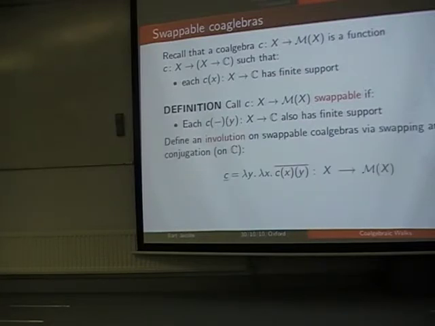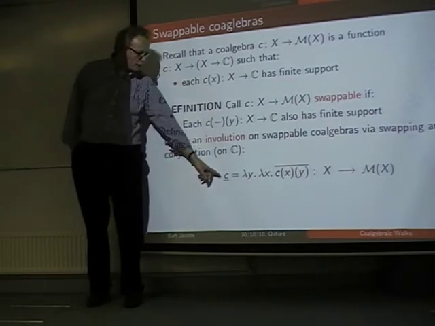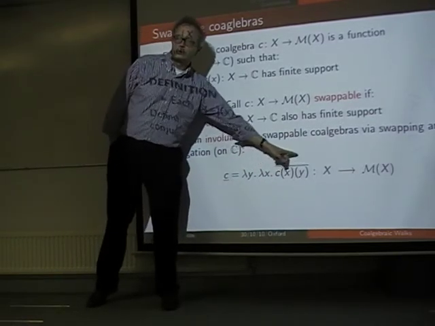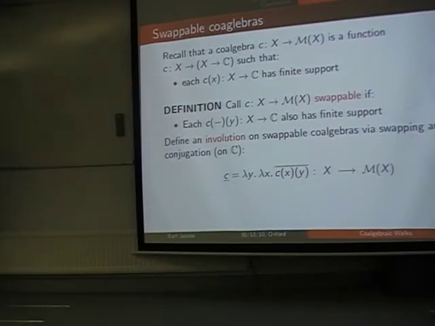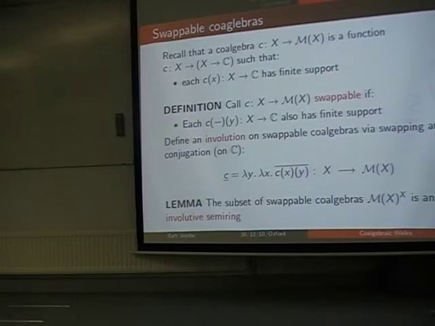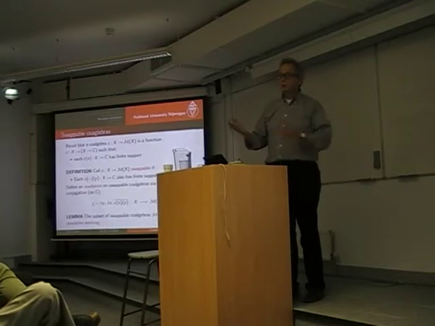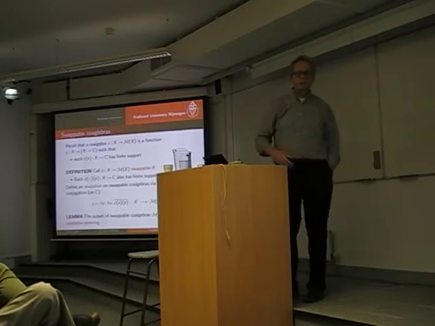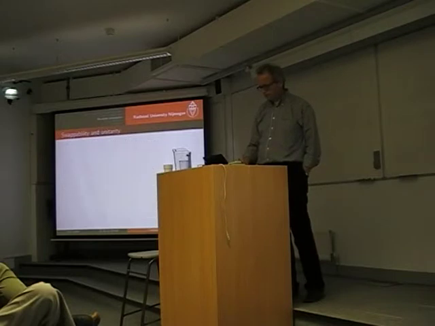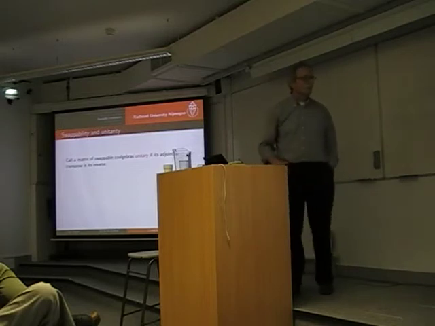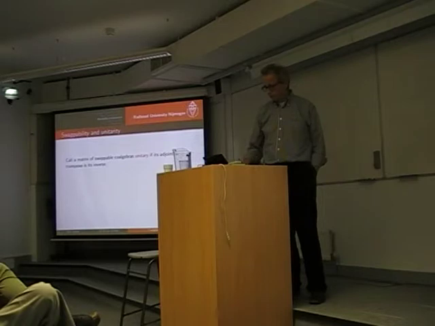Why do I need this here? I define an involution on a set of coalgebras by underlining. I swap arguments, and I also do conjugation. This is the conjugation of complex numbers. Now, it's not very hard to see that this makes this set an involutive semi-ring. And over an involutive semi-ring, you can say what is a unitary matrix, namely a matrix which, when you transpose and then apply this involution, that's your adjoint transpose. And so, call such a matrix of swappable coalgebras unitary if its adjoint transpose is its inverse.